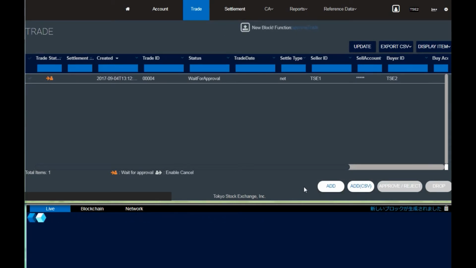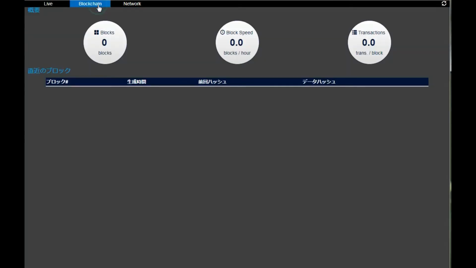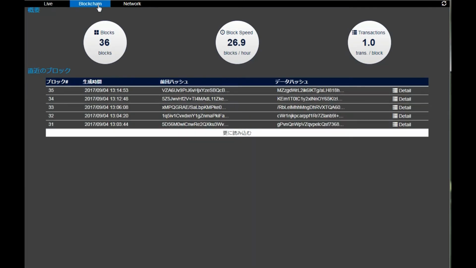Immutability and confidentiality of information are important issues in using distributed ledger technology for financial market infrastructure. Let's check the state of the blockchain. I can check such information as the total number of blocks, block creation rate, and average number of transactions per block. Moreover, if I want to see the contents of each block, I can check it by clicking the right end.